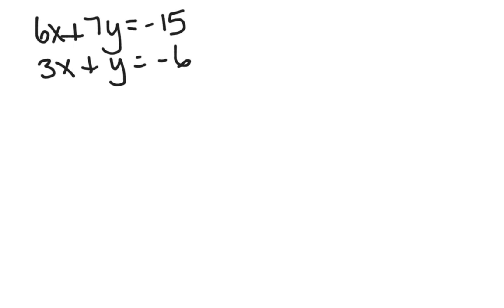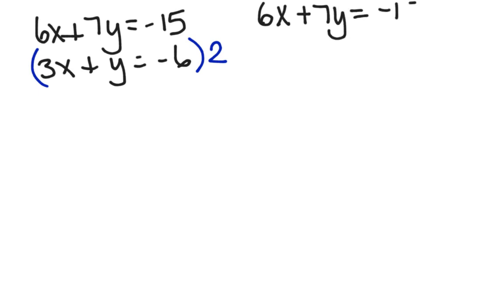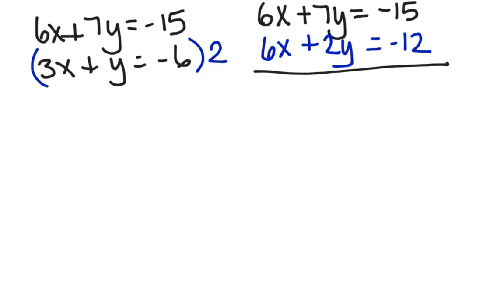So in order to be able to eliminate a variable, I need to multiply. If I take the 3 in front of the x in the second equation, and I happen to multiply it by 2, I'm going to get 6, and that will allow me to eliminate the x's. So I'm going to do that. First equation is going to stay the same. So I have 6x plus 7y equals negative 15. My new second equation is 6x, because I multiplied the 3x times 2, plus 2y, because we multiplied y times 2, equals negative 12. And now I'm ready to try to eliminate one of the variables.